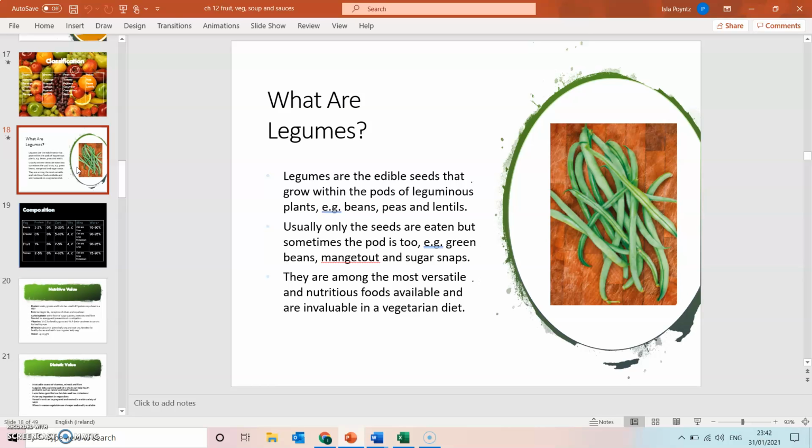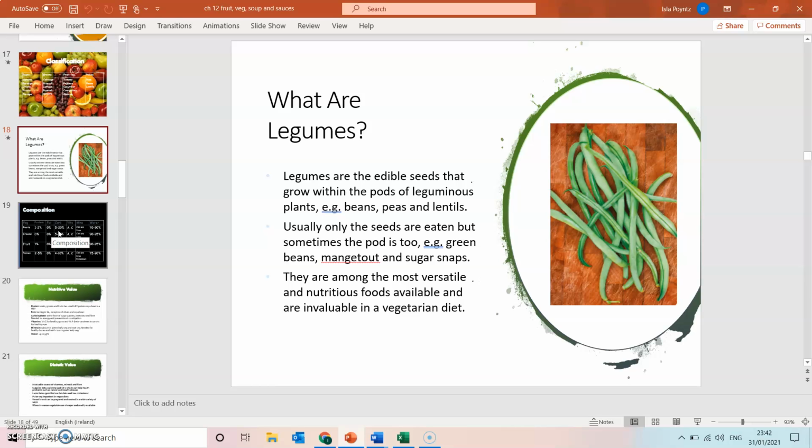For example, a green bean, okay, a mange tout or a sugar snap bean. They are among the most versatile and nutritious foods available, and they are invaluable in a vegetarian diet. And don't forget, your soya bean is invaluable in a vegetarian diet as well, because your soya bean has HBV protein. So very good, particularly for the vegan.